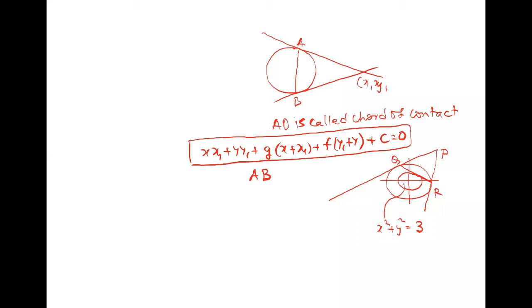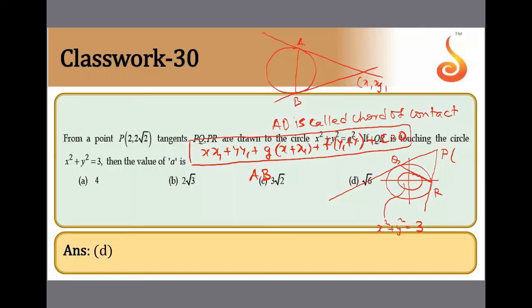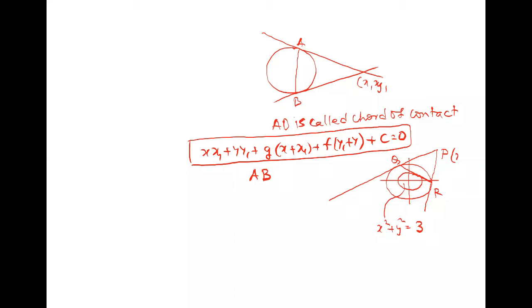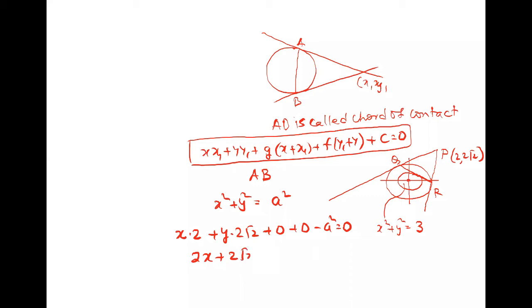In our case, what's the point P given? (2, 2√2). What is the circle equation given? x² + y² = a². So what is x1, y1? x into 2, y into 2√2, plus 0. g is 0, f is 0, center is (0, 0), plus 0 minus a² equal to 0. So we got 2x + 2√2 y − a² = 0.